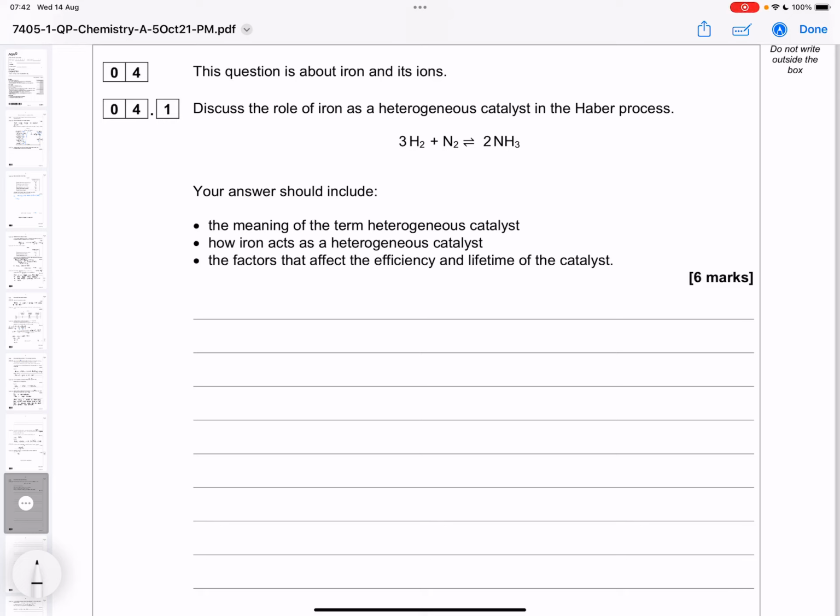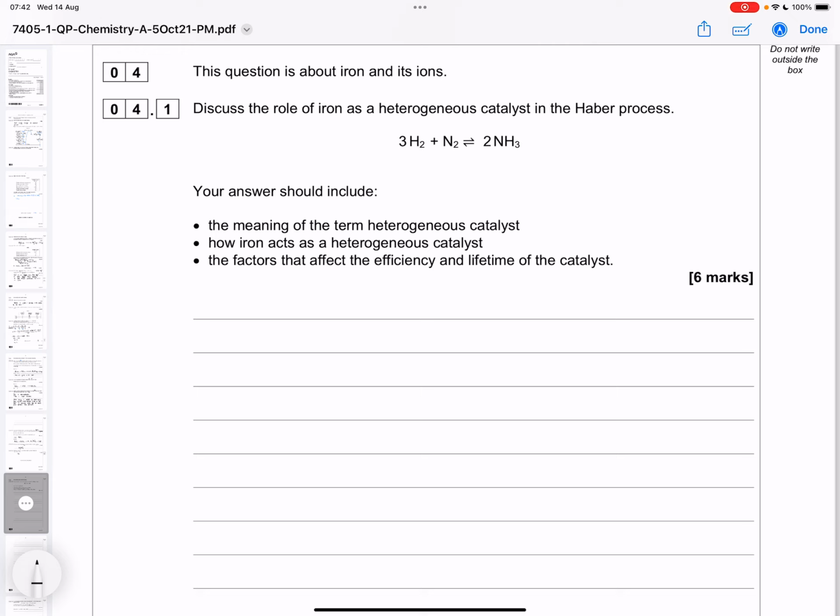This question is about iron and its ions. Discuss the role of iron as a heterogeneous catalyst in the Haber process. You should include the meaning of the term heterogeneous catalyst, how iron acts as a heterogeneous catalyst, and the factors that affect the efficiency and lifetime of the catalyst. So we can tell from the structure of this question it's probably a level of response question. There are 3 bullet points, so they'll probably relate to the 3 stages, so make sure to answer something in all 3 parts to ensure that you're covering all 3 stages.